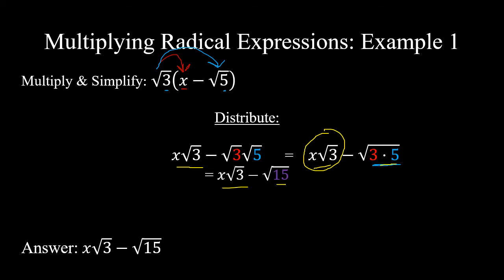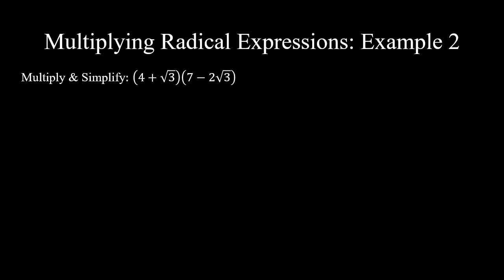Let's look at another example. Okay, here's our example number 2. Again, multiply and simplify. Here we have two quantities being multiplied together: 4 plus the square root of 3 times 7 minus 2 times the square root of 3. And of course I need to FOIL, right? When we have two quantities being multiplied together like this, we can FOIL them together to multiply.